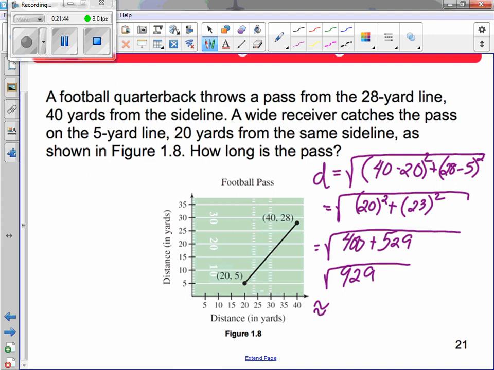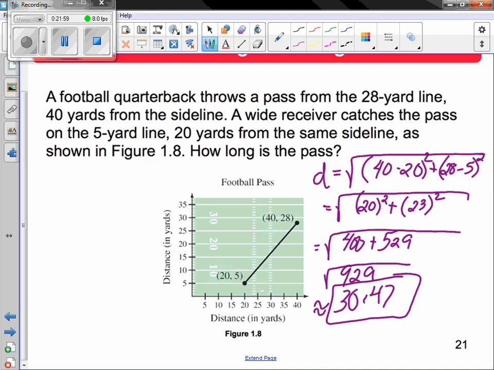No, I think it's 32. It's probably closer to 33. 30.47. I knew I was getting a little high. A little too big of numbers. 30.47 yards. And that's it. Questions on this here? We good with this?